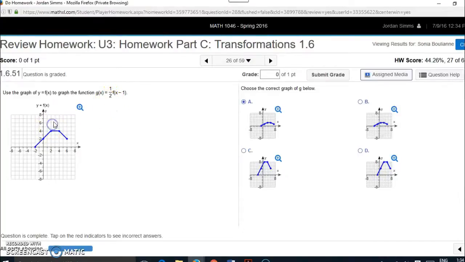Picture we're going to grab it at the top and the bottom and compress it or compact it. Because we have a minus 1 inside the brackets, we're also going to shift this thing 1 unit to the right. Looking over here, you can see that options C and D have a vertical stretch, not a vertical shrink. It's as if we grabbed this and stretched it out vertically from the top and bottom, and that's not what we're after. So C and D are incorrect.